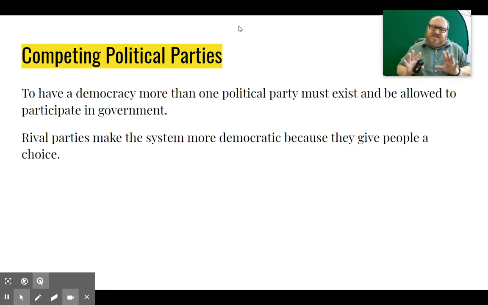Competing political parties is the last part. Okay? Have to have more than one political party in a democracy in order for democracy to exist. You got to have choice for the people. If you only have one political party, that's an oligarchy, which is a form of authoritarianism. You have to have more than one political party. No matter how much you might not like that other political party, there must always be more than one. So at least two. Okay?